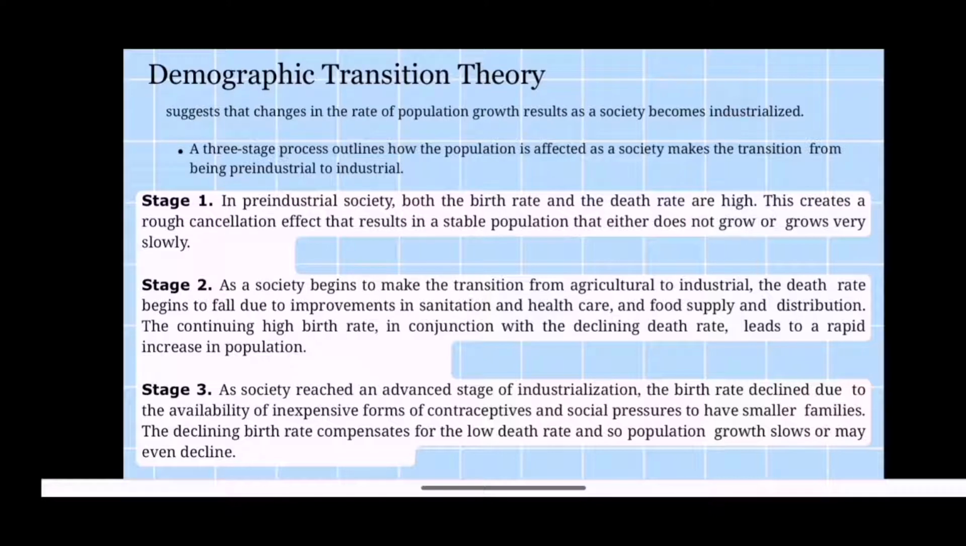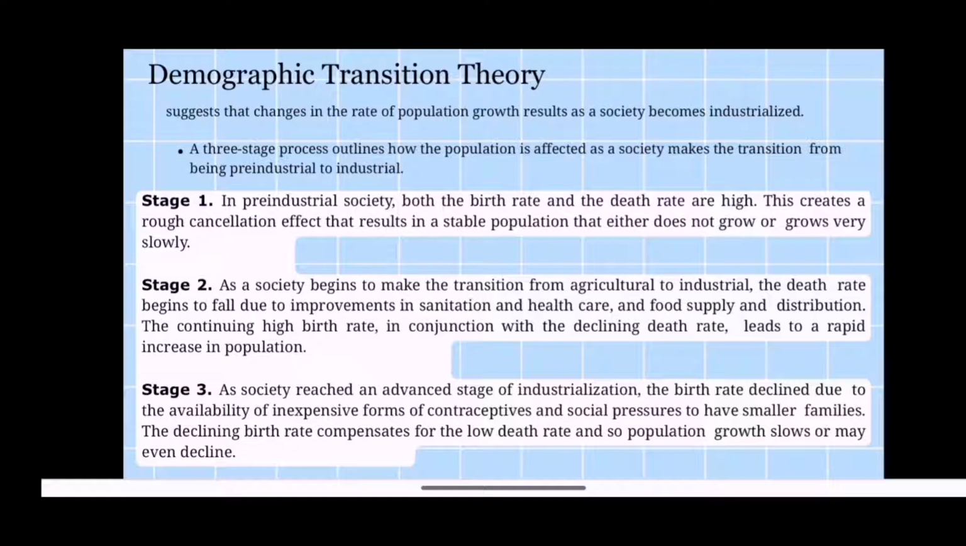This creates a rough cancellation effect that results in a stable population that either does not grow or grows very slowly. Meaning, during the pre-industrial society, both the birth and death rate are so high, therefore the stable results are visible, and the growth of economics is not a big deal.